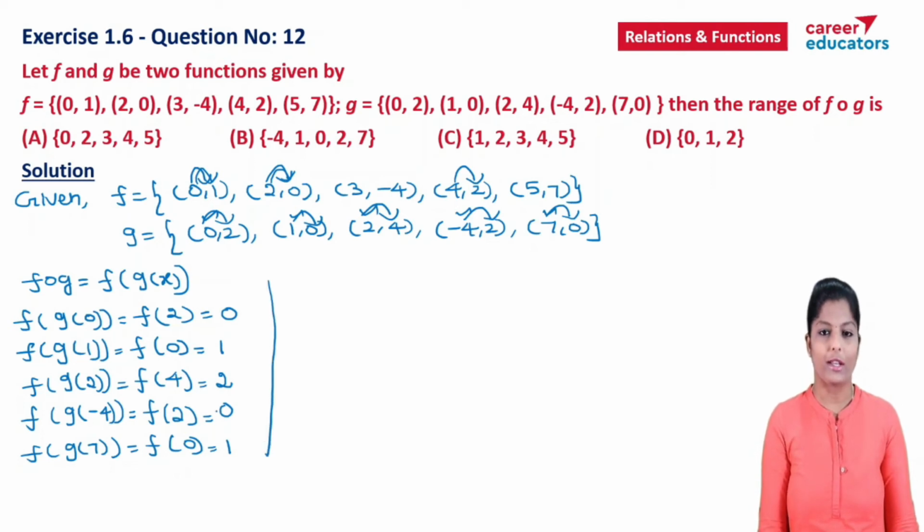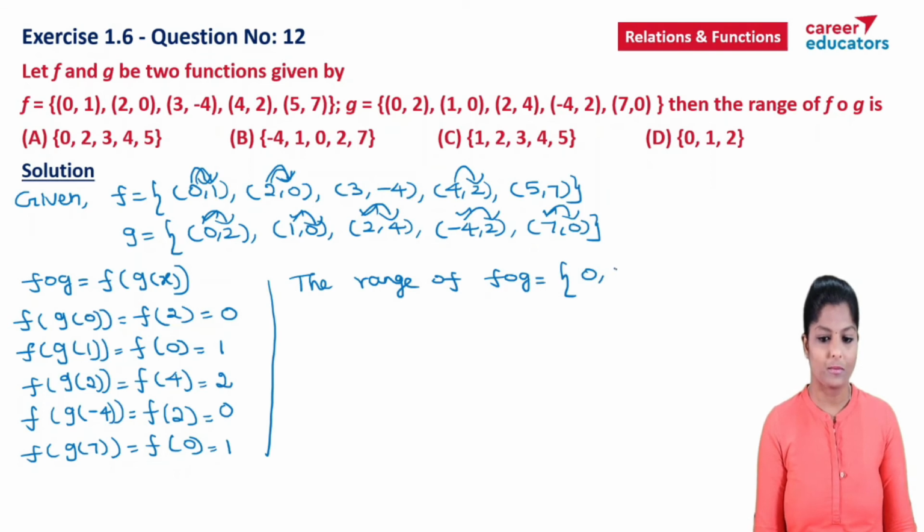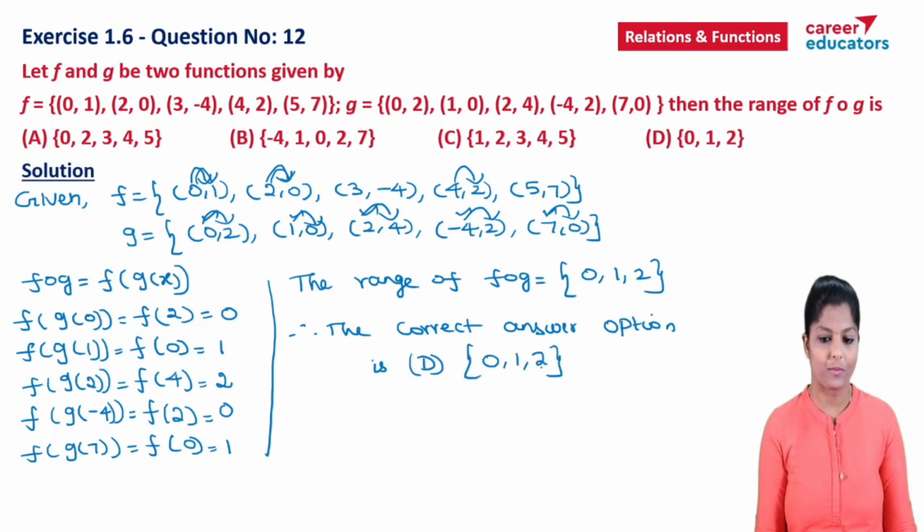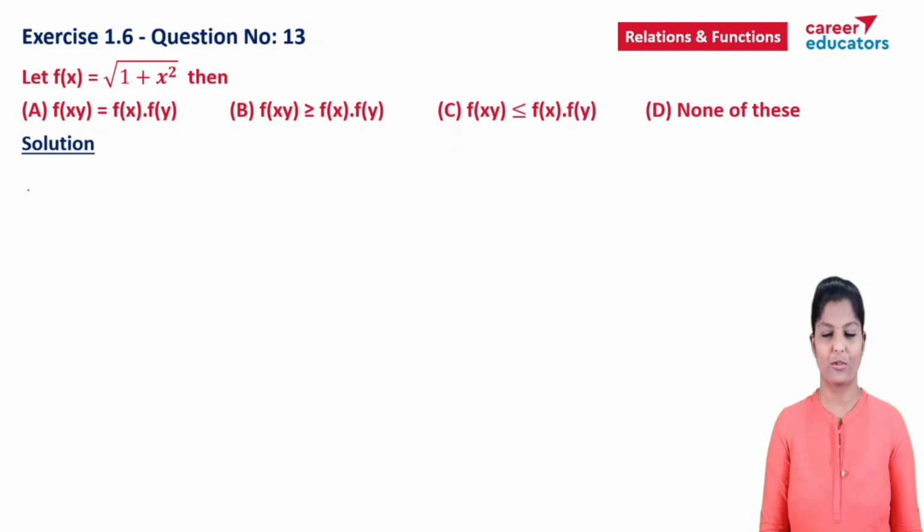Next, we have to find the range of f of g. To find range of f of g, we have to write all the values we found. Therefore, the range of f of g equal to {0, 1, 2}. Therefore, the correct answer option is D, {0, 1, 2}. That's all, we have completed this problem. Next, we are going to solve question number 13.